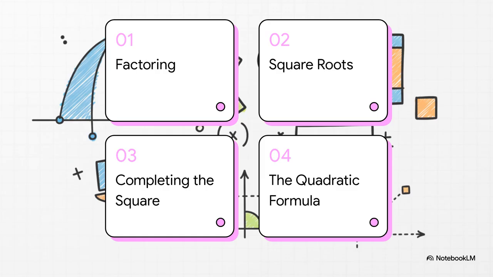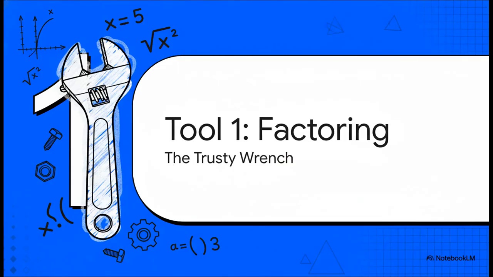All right, here's our game plan for building out this toolkit. We'll start with the fundamentals, of course. Then we're going to add 4 awesome tools to our collection. Factoring, the square root method, completing the square, and finally, the master key that unlocks every single one of them, the quadratic formula.